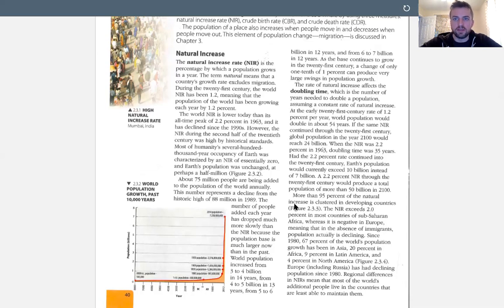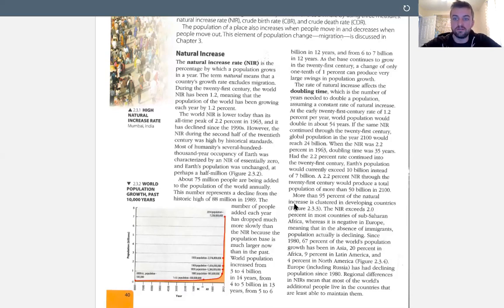The rate of natural increase affects the doubling time, which is the number of years needed to double a population, assuming a constant rate of natural increase. At the early 21st century rate of 1.2% per year, world population would double in about 54 years. If the same natural increase rate continued through the 21st century, global population in the year 2100 would reach 24 billion.